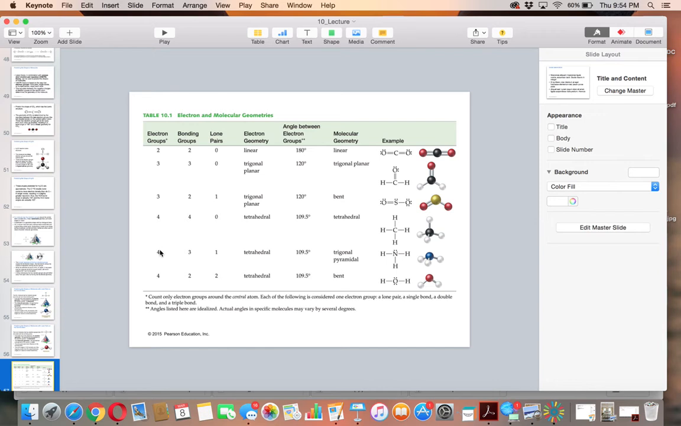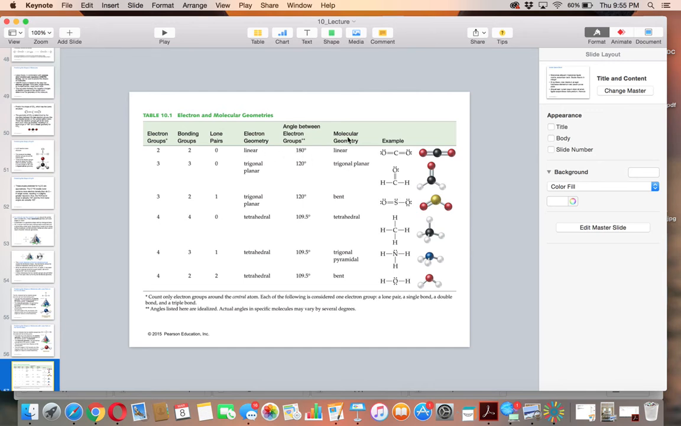So notice that anything that has 4 electron groups is called tetrahedral for the electron geometry. This is the same thing as VSEPR geometry. Things that have 3 electron groups around the central atom, and again you count the lone pair, are called trigonal planar for the electron shape, electron geometry, VSEPR geometry. And things with 2 electron groups, or just one bond like HF or Cl2, are linear.